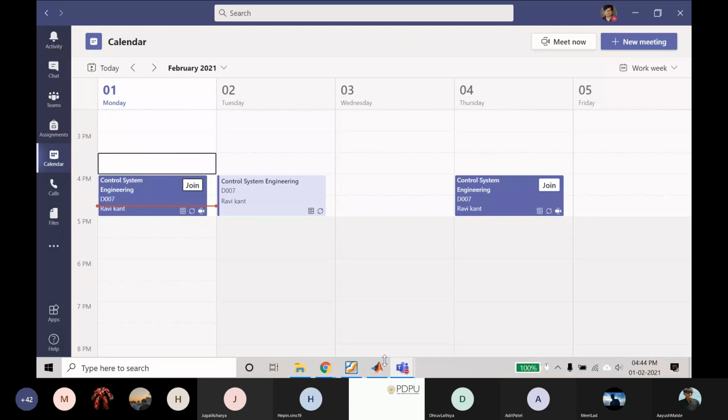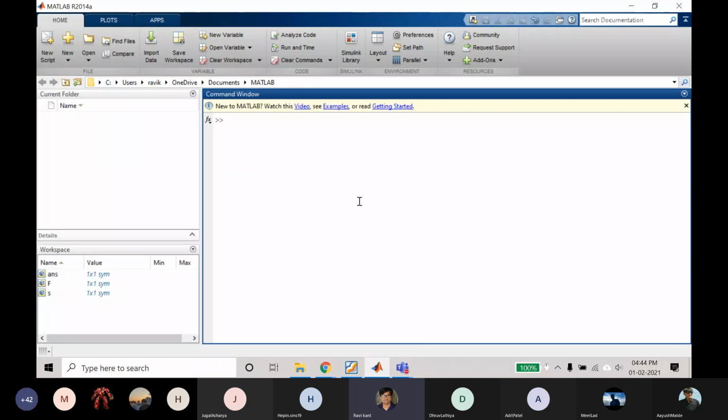Yes, sir. Okay, good. So now I'll show how to do this in MATLAB. This is your MATLAB, are you able to see it? Yes, sir. So what was my function? Can somebody tell me quickly? S plus 3 upon S plus 1 into S plus 2. Okay, thank you.